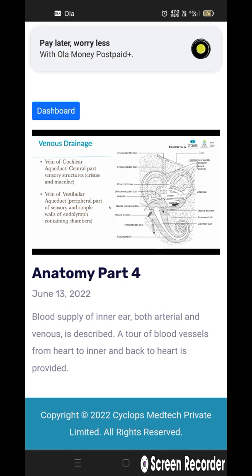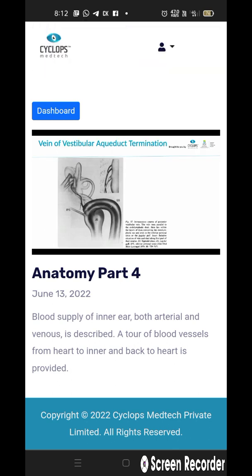Then from here, depicted is the vein of the vestibular aqueduct termination. Different authors come up with different terminations. One of the terminations given here is either in the inferior petrosal sinus, the jugular bulb, or in the sigmoid sinus. This is for the vein of the vestibular aqueduct. The vein of the cochlear aqueduct ends in the inferior petrosal sinus itself. So this is where they end.